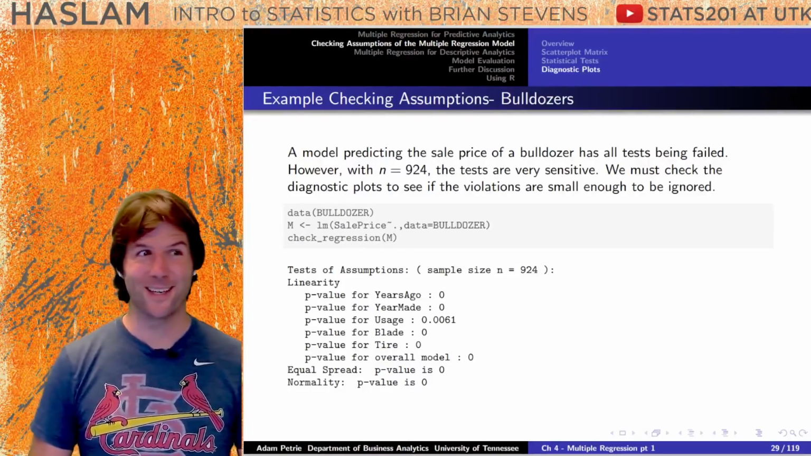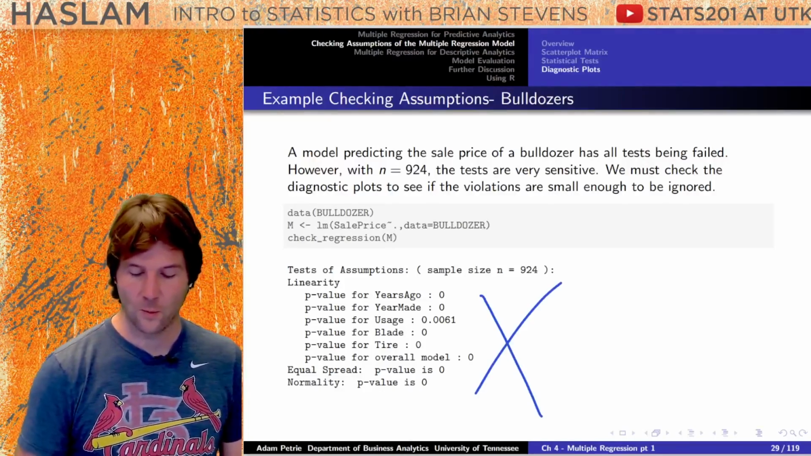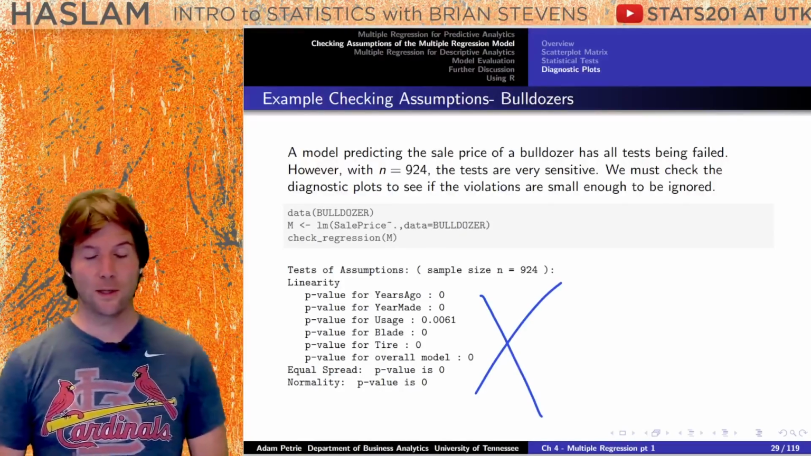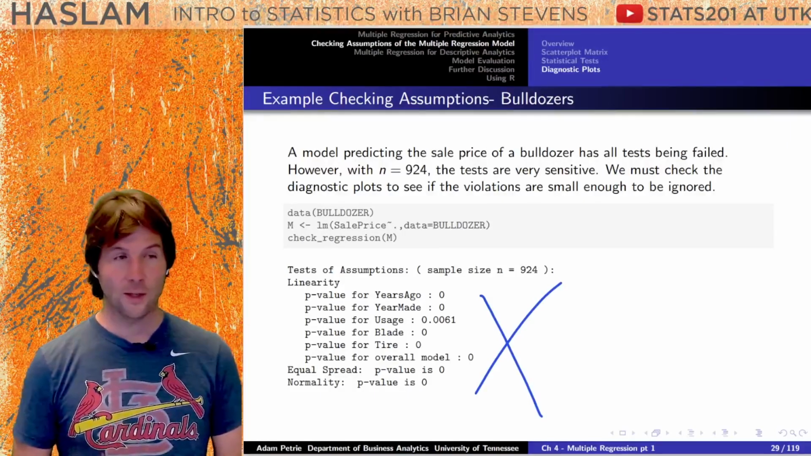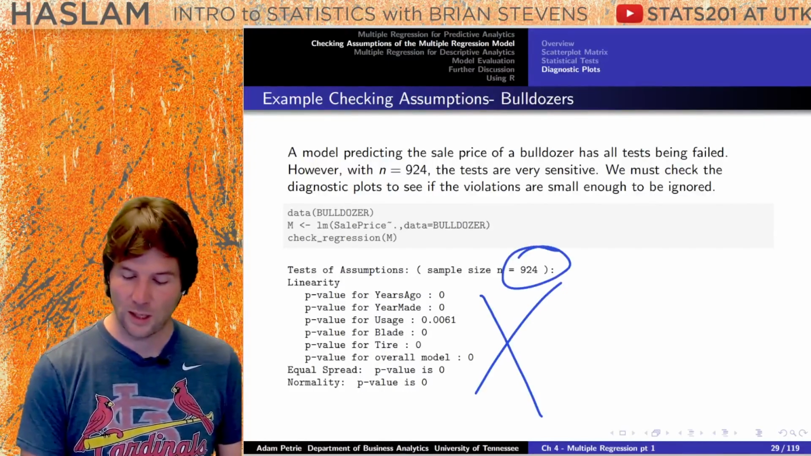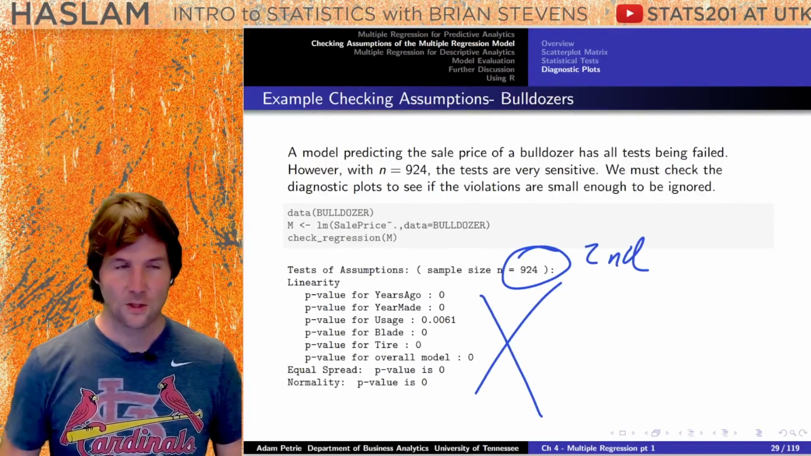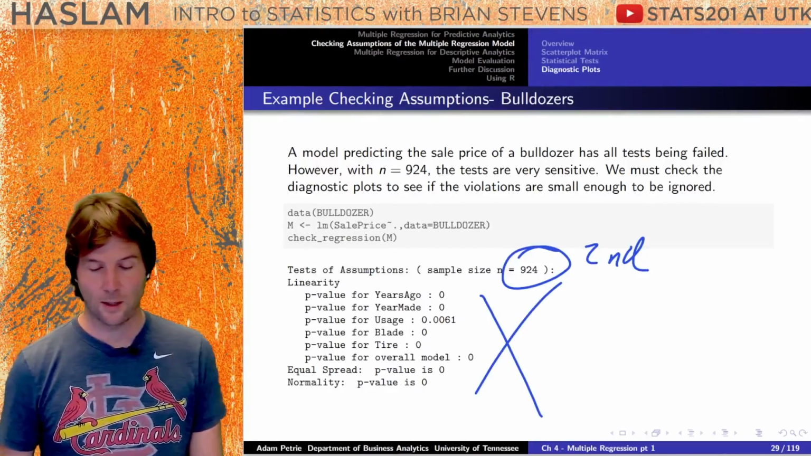And the issues on if we pass or fail the tests, well, now we fail all of them. We fail the linearity for each of the x's, the overall model, the p-value for the equal spread, and we fail the normality of residuals, but we do get that second chance. So there's our second chance to investigate this, and let's take a look. Do we win out on this second chance?